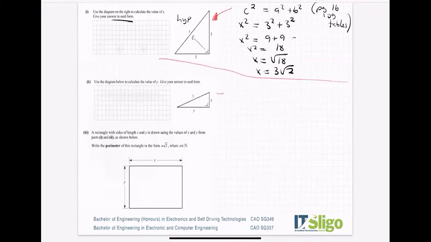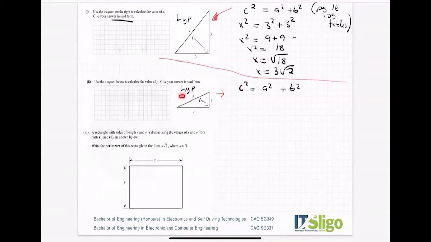Okay, part 2 then. Use the diagram below to find the value of y. Give your answer in surd form. So again, I see a side, a side, a side. Pythagoras' theorem again. I have no angle, so it can't be sine, cos, or tan. c squared is equal to a squared plus b squared. Okay, which is my hypotenuse? The one across from my right angle.